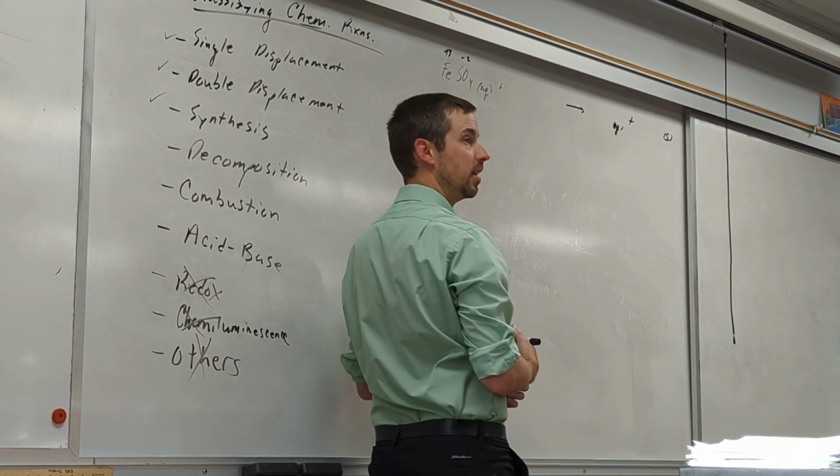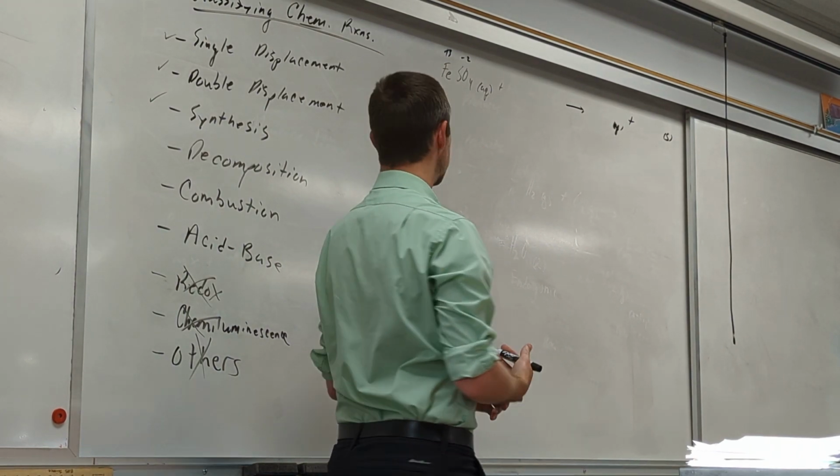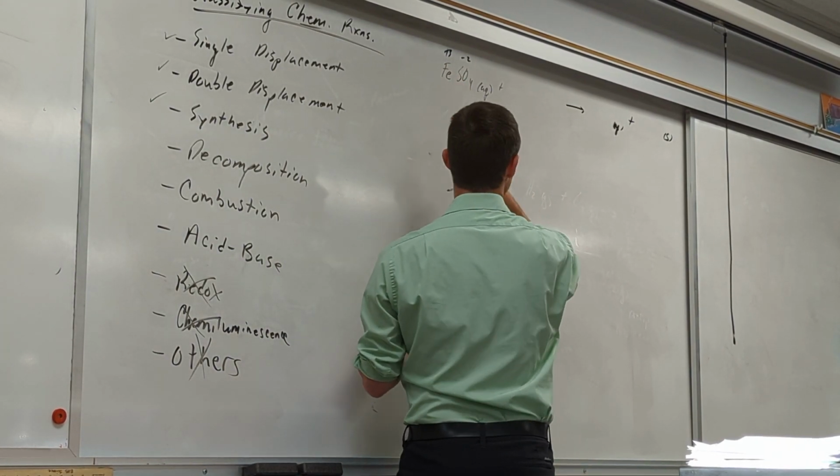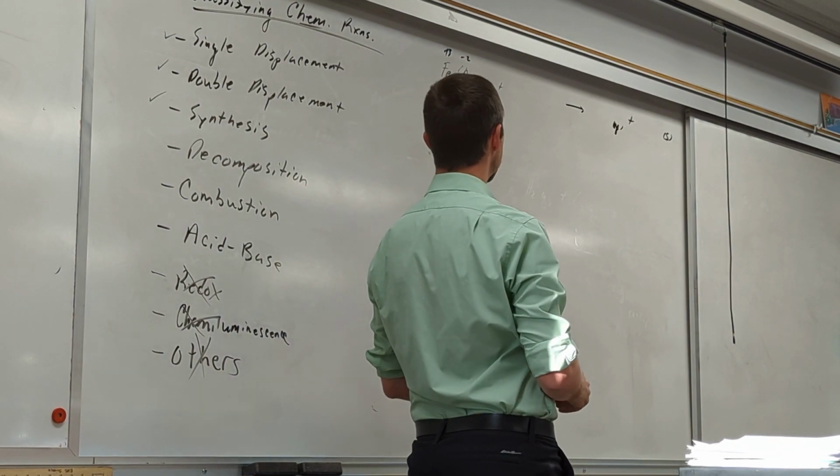So if I gave you the name iron 3 sulfate, that means this is a positive 3, and sulfate is a polyatomic ion with negative 2. To balance that, we'll come back to that. Let's go ahead and predict the products of the reaction first.